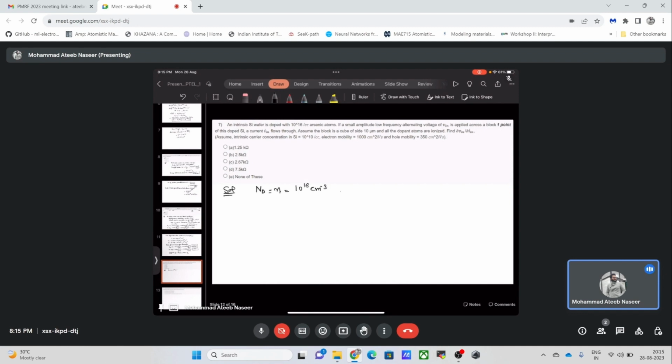Now the hole concentration will simply be equal to Ni square by N. So we have used the law of mass action. So this is simply equal to 10 to the power of 10 whole square divided by 10 to the power of 16. It is 10 to the power of 4 per centimeter cube. Okay. This dV in by dI in is dynamic resistance.